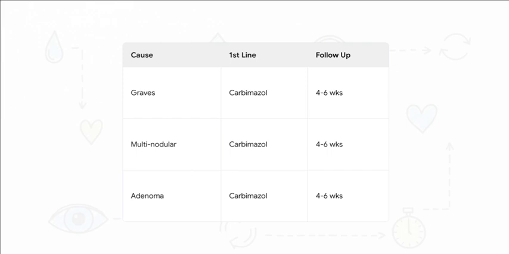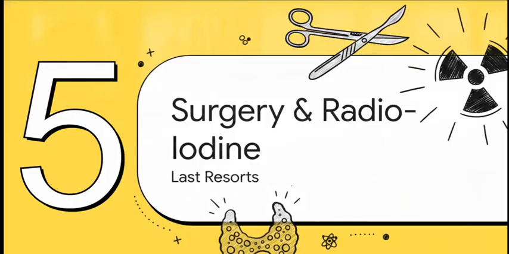Because of this massive delay in clinical response, patients are immediately put on beta blockers, specifically propranolol, to control the dangerous cardiovascular symptoms, like tachycardia and heart palpitations, while they wait for the carbimazole to actually take effect on the body's circulating hormone levels. Finally, Section 5. Surgery and radioiodine treatments. This is all about escalation and last resorts.